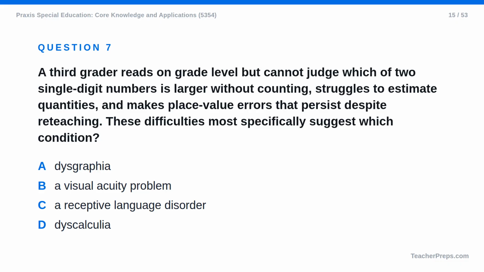Question 7. A third grader reads on grade level but cannot judge which of two single-digit numbers is larger without counting, struggles to estimate quantities, and makes place value errors that persist despite reteaching. These difficulties most specifically suggest which condition? Pause the video and select the best answer.